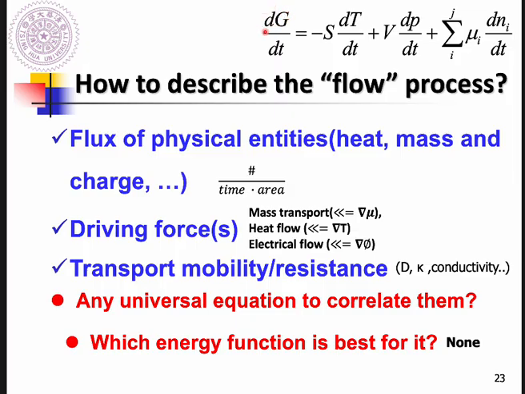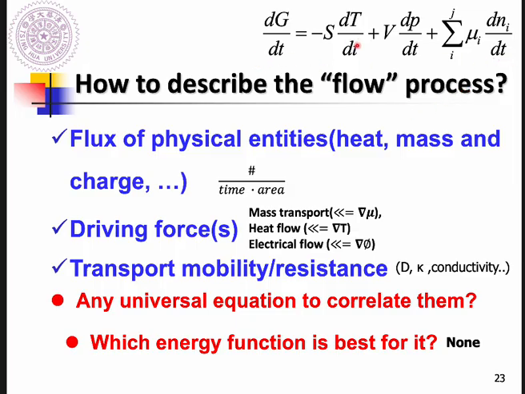But if we want to describe the kinetic process or flow process, the most important part would be the change rate, which means time dependence. So what's the change rate? We divide it by dt. So we are going to have a Gibbs free energy change rate, or change rate in Gibbs free energy. So let's check whether we can use this Gibbs free energy change rate to describe a flow process. Is that easy to do?